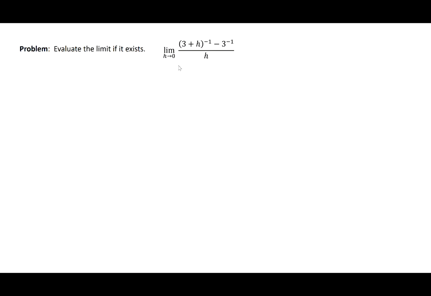I'm sorry. So let's plug in h equal to 0. So what happens? 3 plus 0 is 3. 3 to the negative 1 is 1/3. Minus 3 to the negative 1, 1/3. 1/3 minus 1/3 is 0, over 0. Oh, 0 over 0. That's undefined. So this only means we need to somehow simplify this. How do we simplify something like this?